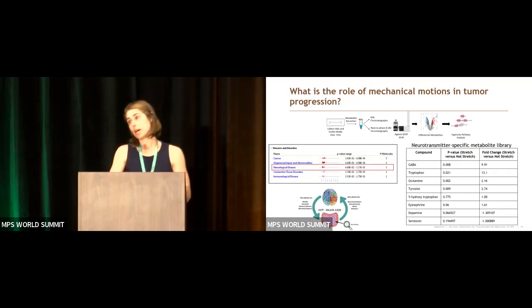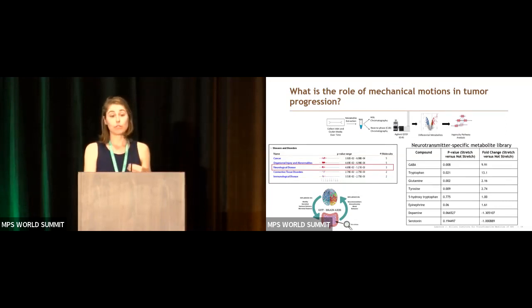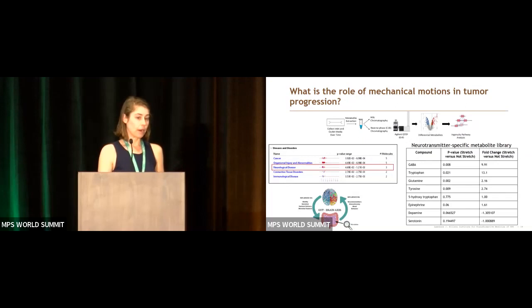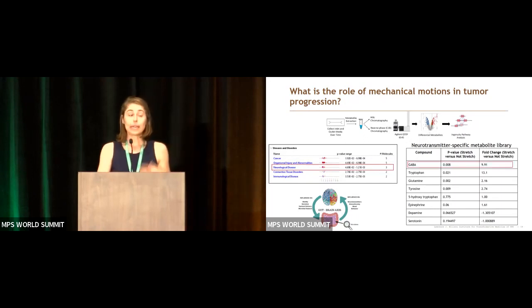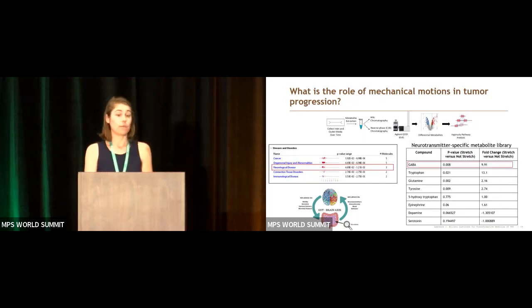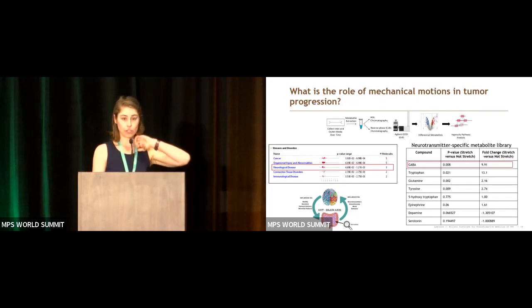We performed some mass spec-based metabolomics with a neurotransmitter-specific metabolite library and saw quite a few of the neurotransmitters that significantly changed between stretched and not stretched chips. GABA was very significant here, with a highly increased fold change in stretch versus not stretch conditions. So we decided to focus a lot of the work on GABA.